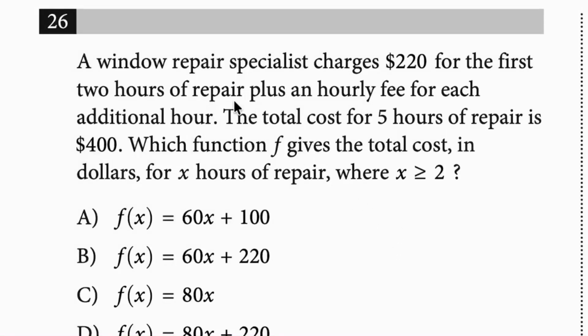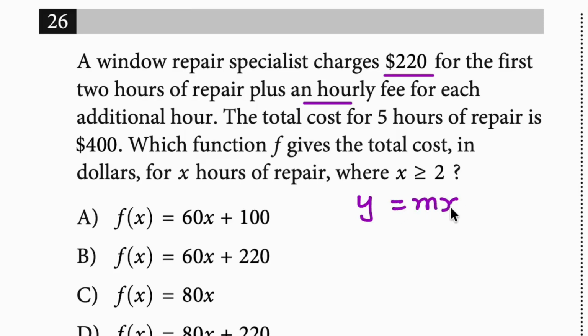Question number 26. A window repair specialist charges $220 for the first 2 hours of repair plus an hourly fee for each additional hour. So in this question, for the first 2 hours it's $220, so it's not the initial value. And what the rate is, even that is not given. How much that hourly fee is, that is not given.